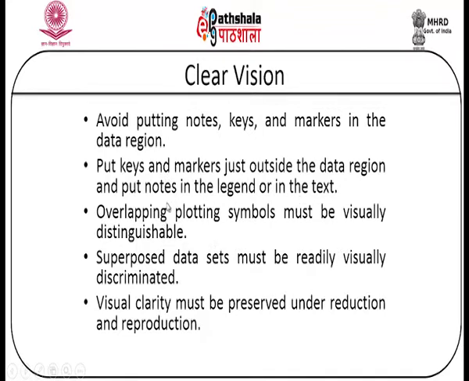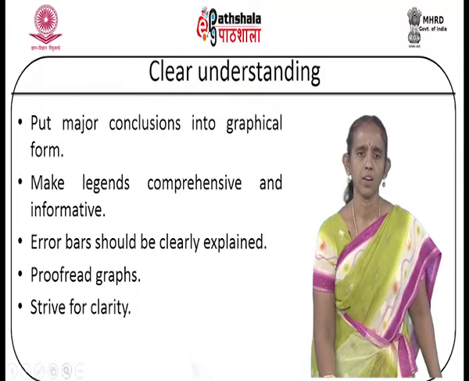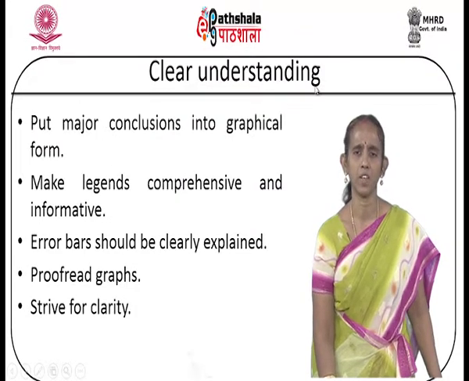We need to see to it that overlapping plotting symbols are visually distinguishable. If there are any symbols that need to be overlapped, they should be visually distinguishable. Similarly, superposed data sets must also be readily visually discriminated. There should be some kind of visual clarity that is preserved under reduction as well as reproduction of the data set.